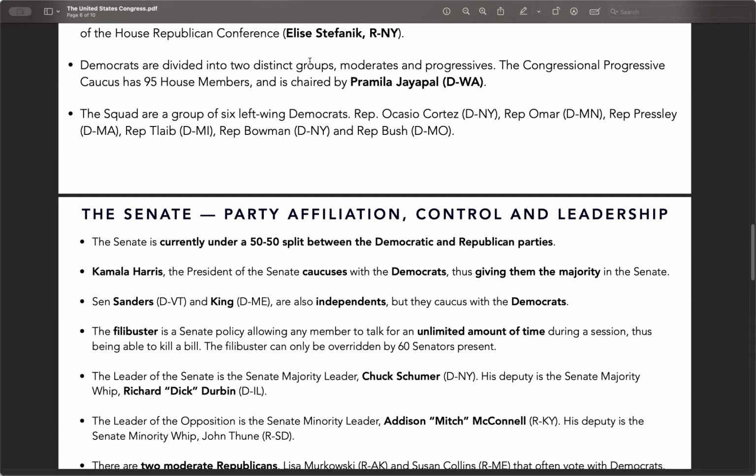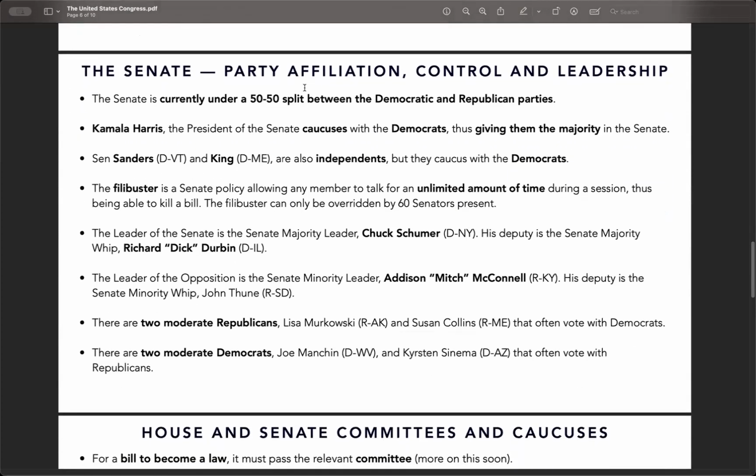Why is the Speaker uniquely important? Because the Speaker sets things like committee assignments and determines what bills end up reaching the floor, which is why the Speaker is so important.